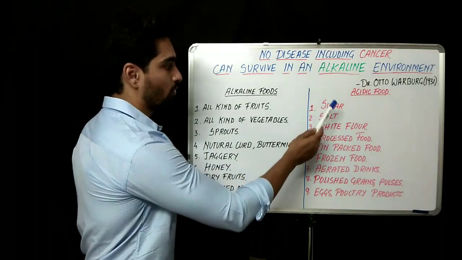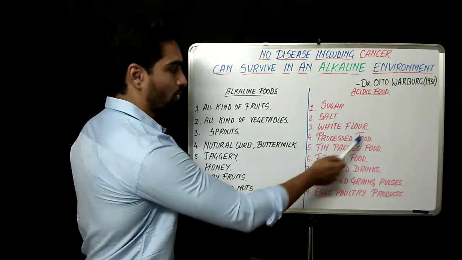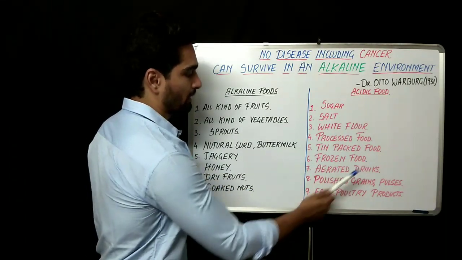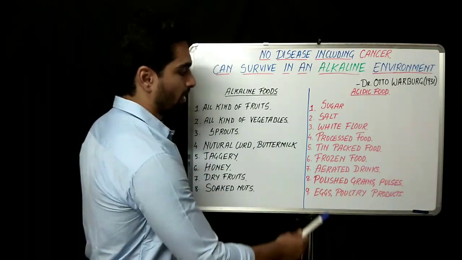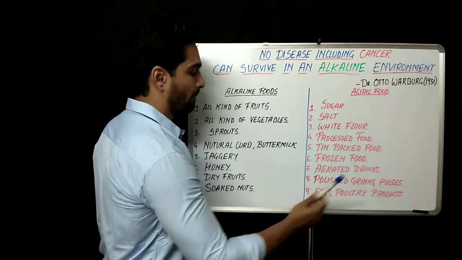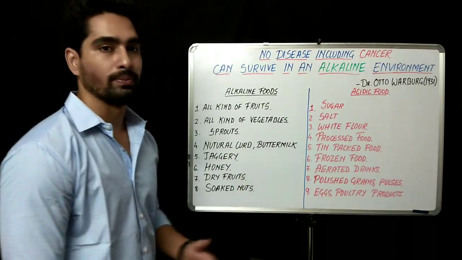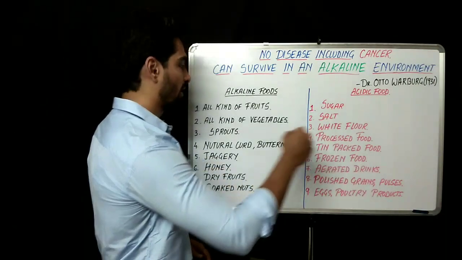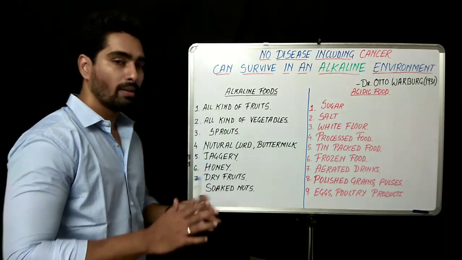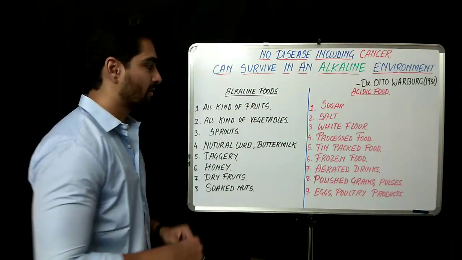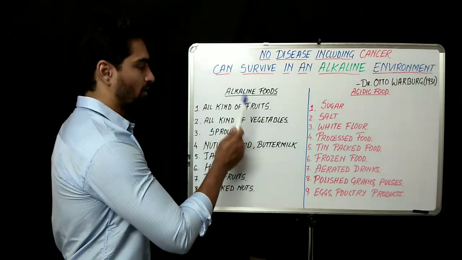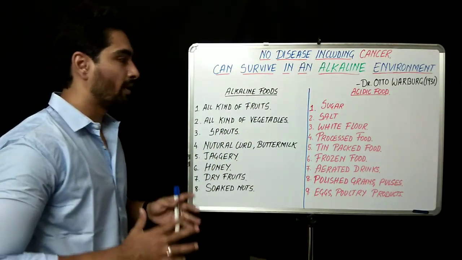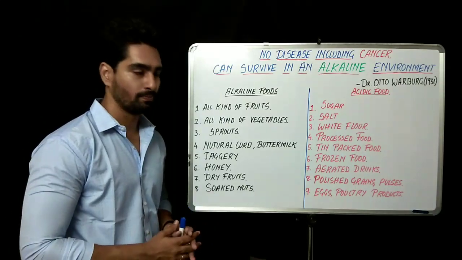Whereas sugar, salt, white flour, processed food, tin-packed food, frozen foods, aerated drinks, polished grain pulses, eggs, poultry products and meat are acidic in nature. Nowadays we consume a lot of these foods and very little of the alkaline ones. But there's a recommendation that we need to consume at least 6 servings of fresh vegetables, fruits or any kind of alkaline foods in our diet in order to maintain the balance in our pH.